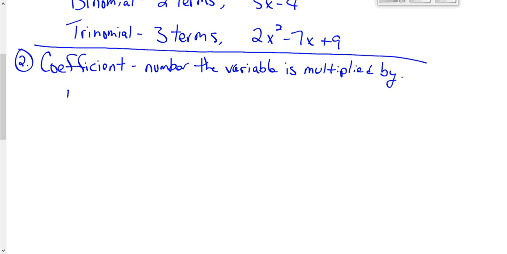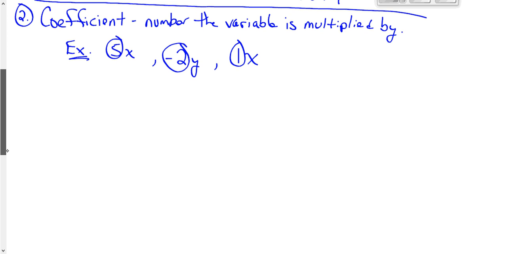So, for example, 5x. What's the coefficient of 5x? How about negative 2y? What's the coefficient? The negative 2, right? And what if I just had x? What's the coefficient? 1. Right? It's a 1 in front of there. Okay? So know the coefficient, you know the difference between coefficient and the exponent.